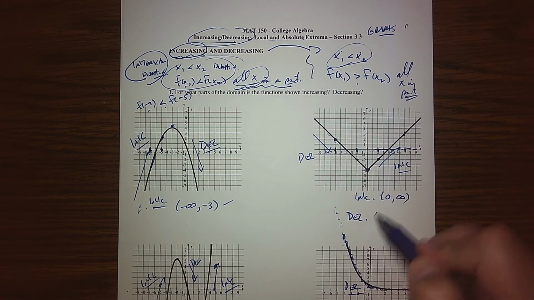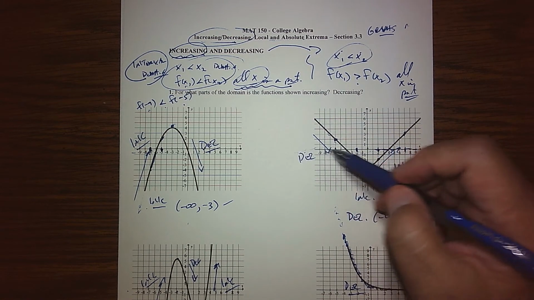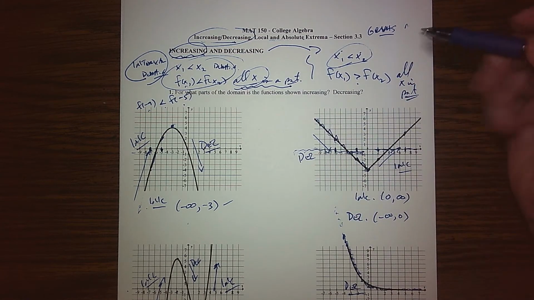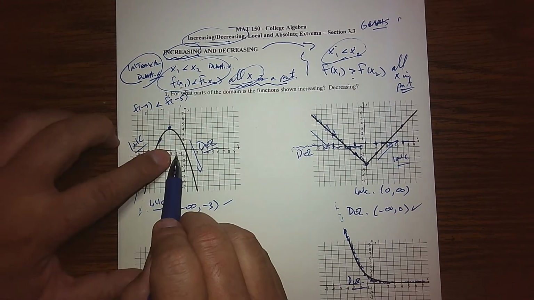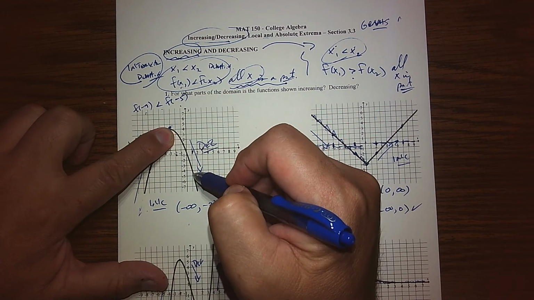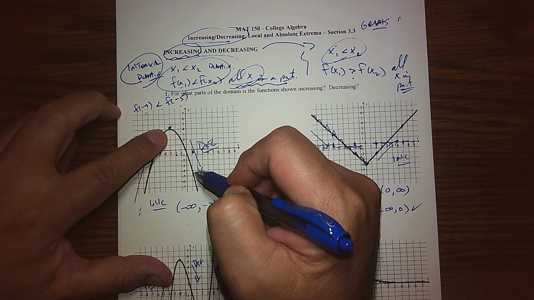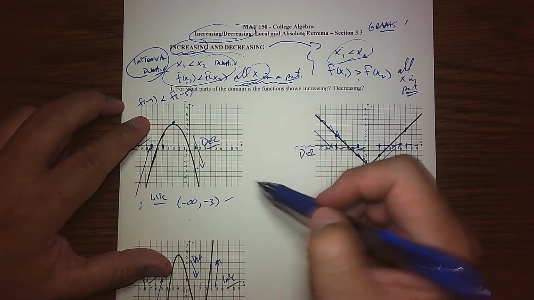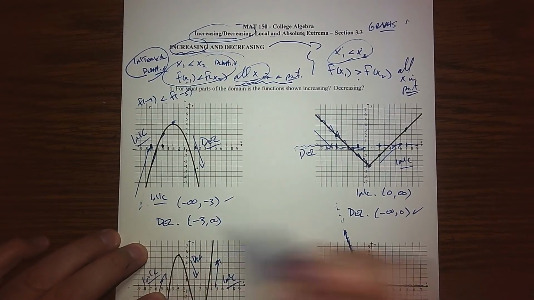So this is decreasing starting from negative infinity to 0. The function's on its way down. If my input's over on this side, the function's pretty much on its way down. So we are decreasing. Same thing over here. If we consider negative 2, its output's up here. If we consider 1, its output's way down here. So negative 2 is to the left of 1, but its function value is bigger than the other function value. That means mathematically we're on the way down on that section of the domain. So we are decreasing from negative 3 to infinity for that graph.